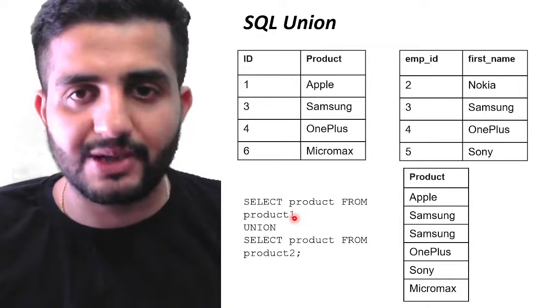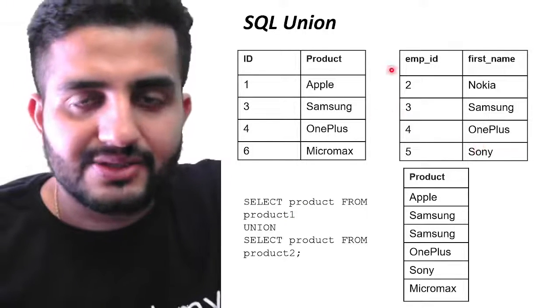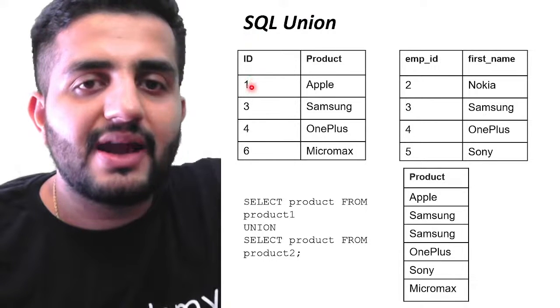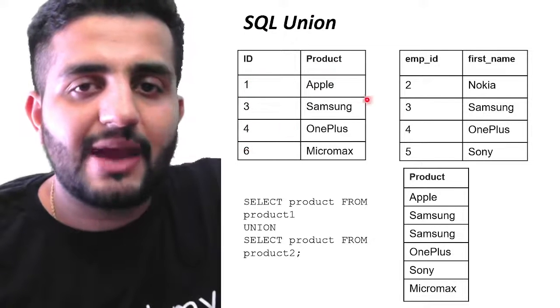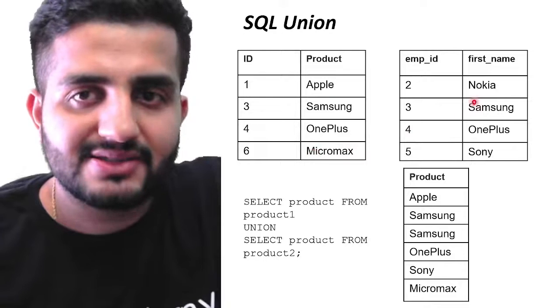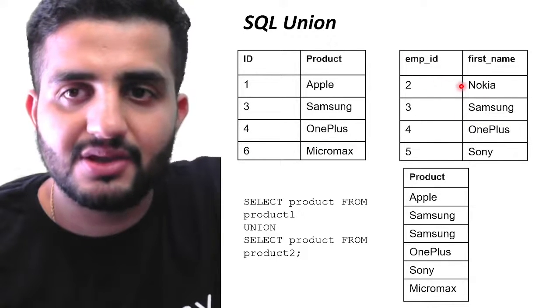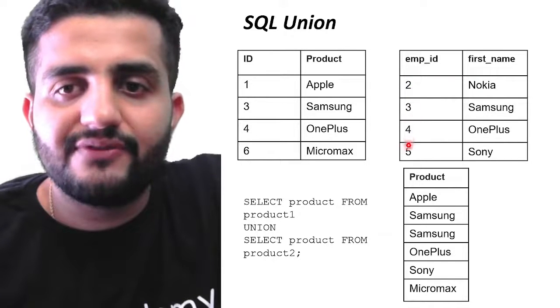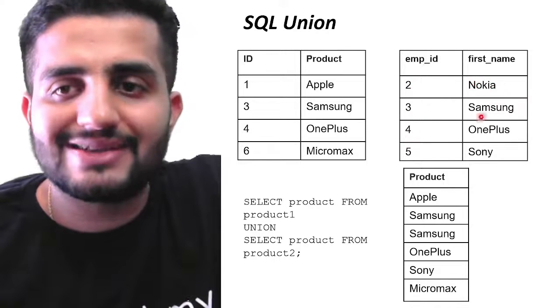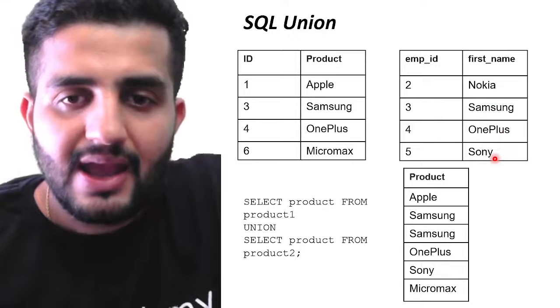ठीक है, इसका example देखते हैं quickly. Look at this. So I have my first table here, ID 1, 3, 4, 6, product name Apple, Samsung, OnePlus, Micromax. ठीक है, second table पे, employee ID मत देखना प्लीज, ये by mistake रह गया मुझसे, है ना? So this is 2, 3, 4, 5 and I have product here Nokia, Samsung, OnePlus, Sony.